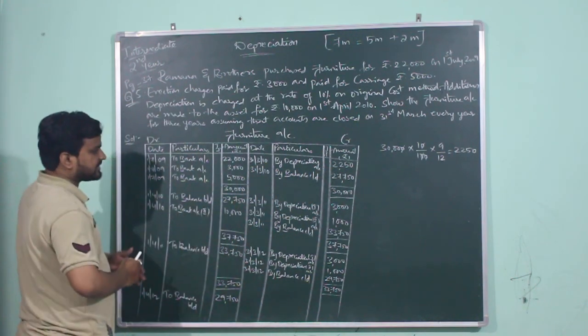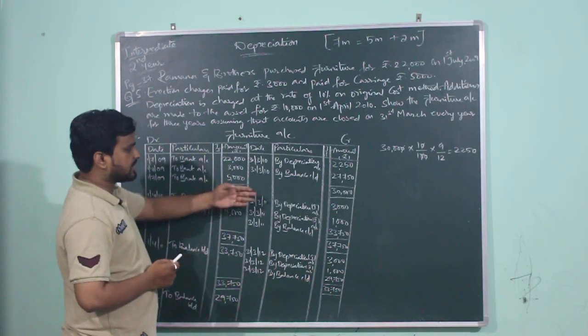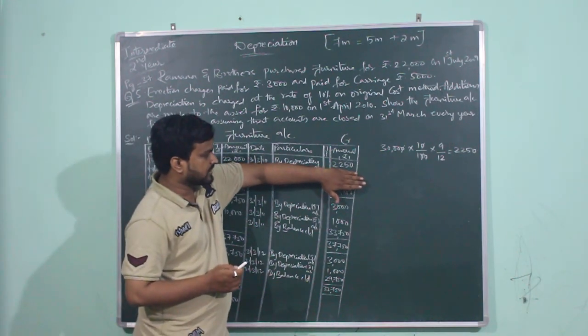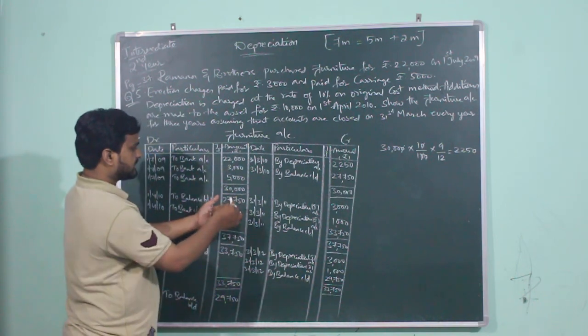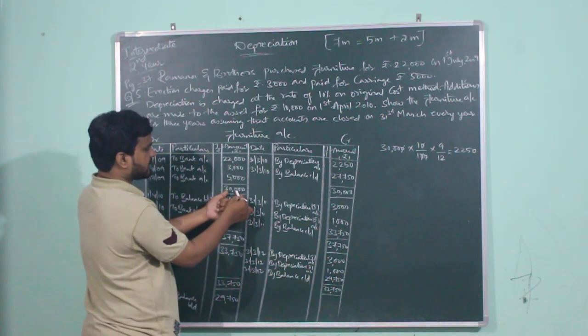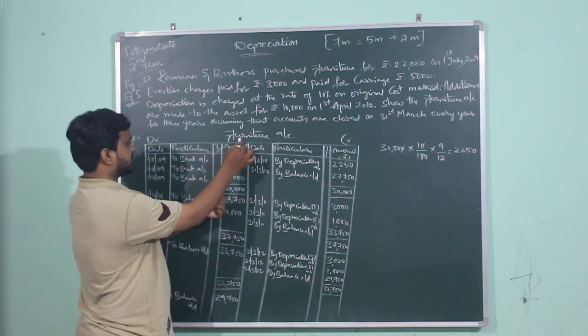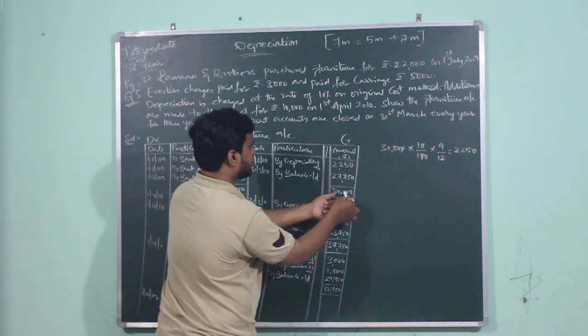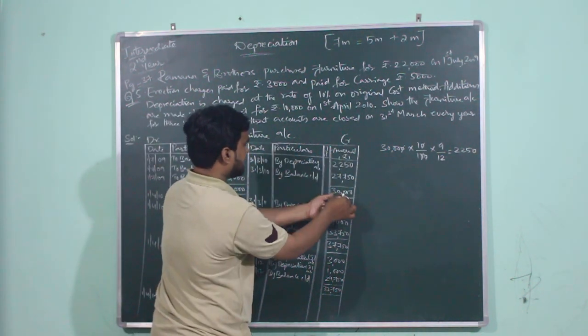Now how do you balance this account? Here the total is 30,000. Here the total is only 2,250. So what is the highest total? 30,000. So 30,000 will be recorded on debit side of the furniture account, as well as 30,000 will be recorded on credit side of the furniture account.